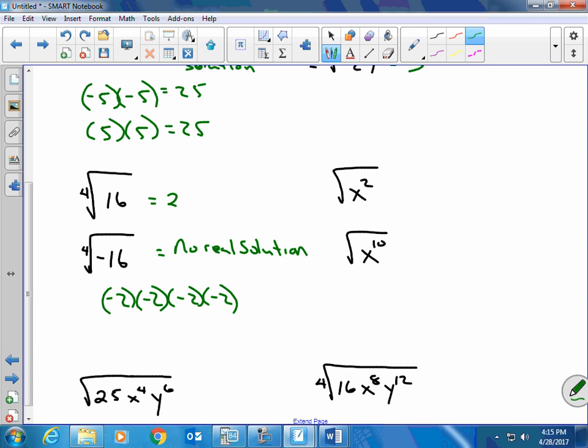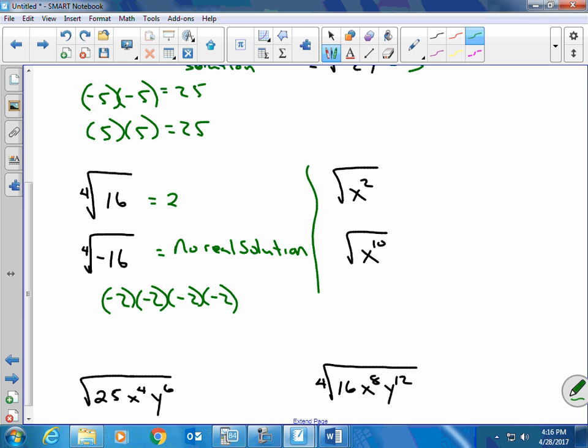Okay? No real solution. Did you catch that summary? You cannot take the even root of a negative number, but you can take the odd root of a negative number. All right, let's switch gears.